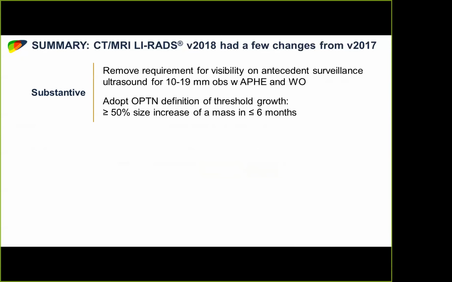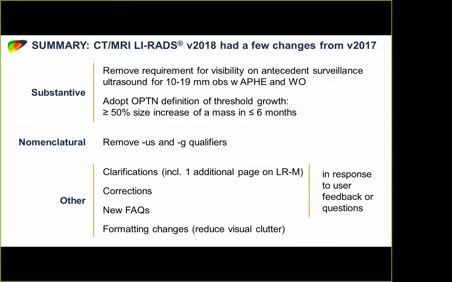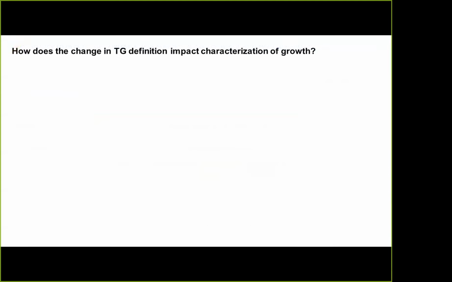And then we've adopted the narrower definition of threshold growth, which is limited to a 50% size increase within 6 months. Everything else that used to be threshold growth is no longer threshold growth. In order to make things easier and simpler, we've removed the ultrasound and G qualifiers from the LI-RADS 5 category, and then there are some minor changes to the core, which are more clarifications and additional schematics that we've introduced.